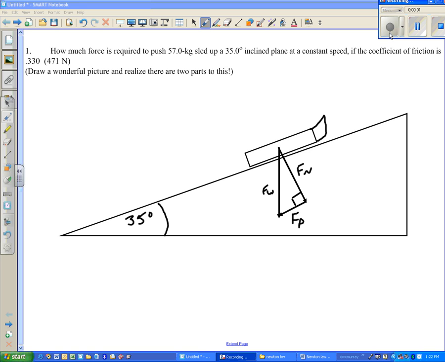Hey, hello everybody. This is a Newton's Law question, and the question is number 14 off your homework. It's an inclined plane question. You can see my glorious inclined plane shown right here.